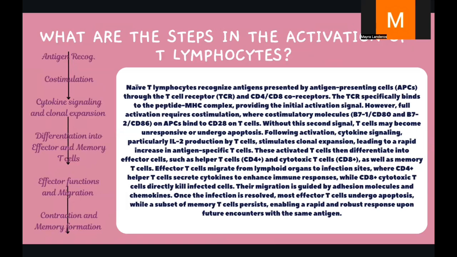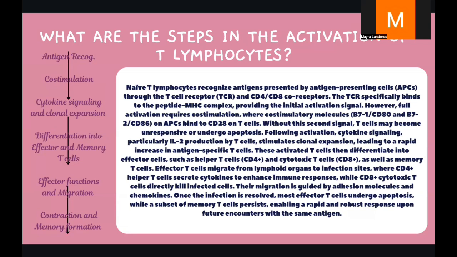What are the steps in the activation of T lymphocytes? Naive T lymphocytes recognize antigens presented by antigen-presenting cells through the T cell receptor and CD4/CD8 co-receptors. The TCR specifically binds to the peptide-MHC complex, providing the initial activation signal. However, full activation requires co-stimulation, where co-stimulatory molecules on APCs bind to CD28 on T cells. Without this second signal, T cells may become unresponsive or undergo apoptosis.